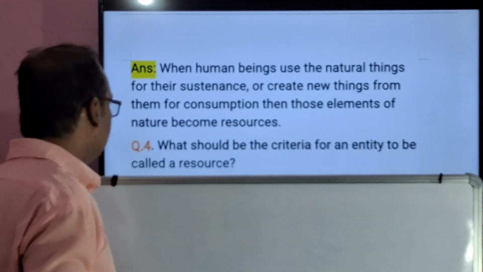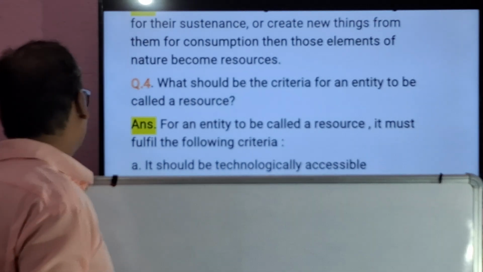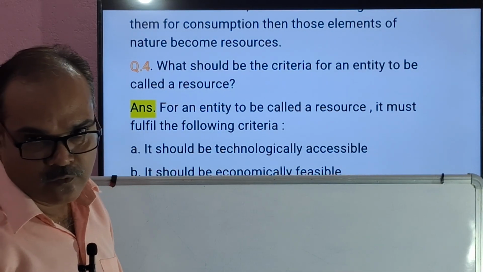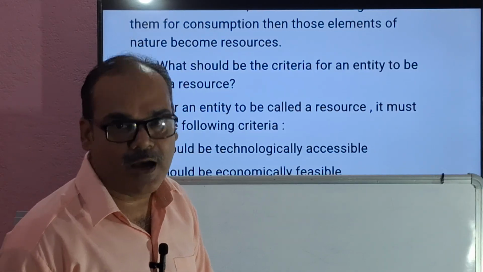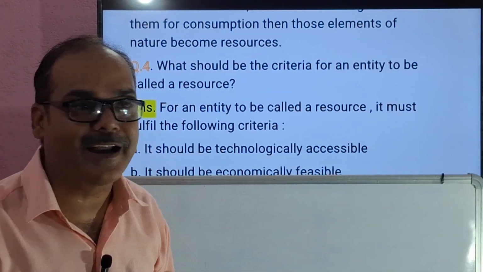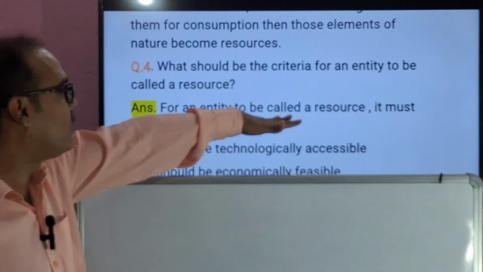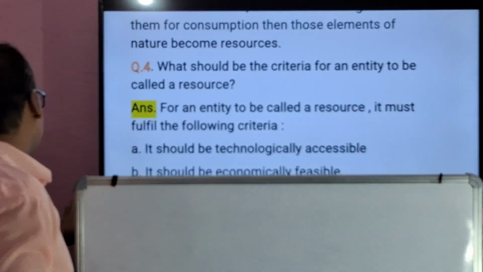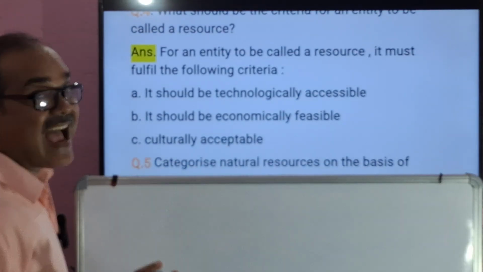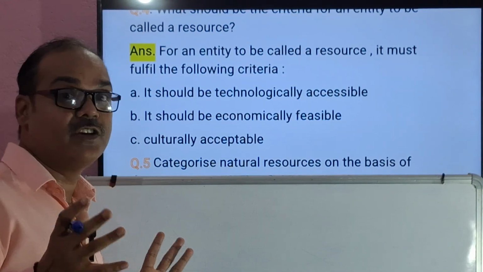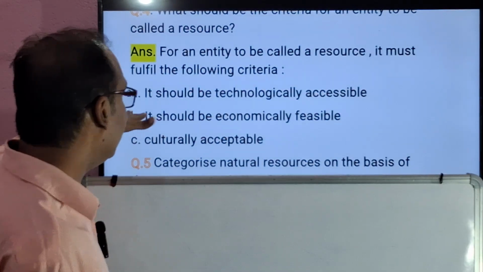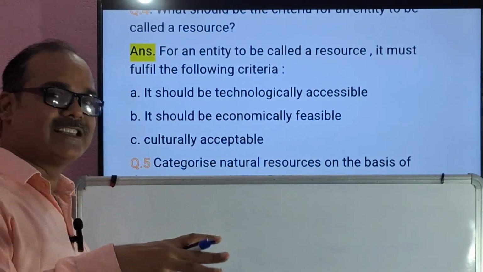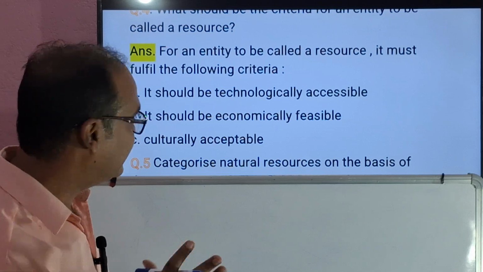What is the fourth question? What should be the criteria for an entity to be called a resource? For any entity to be called a resource, what is the eligibility criteria? For an entity to be called a resource, it must fulfill the following criteria. It should be technologically accessible. It means through technology we can access that resource. Next, it should be economically feasible. And third, culturally acceptable by the society.